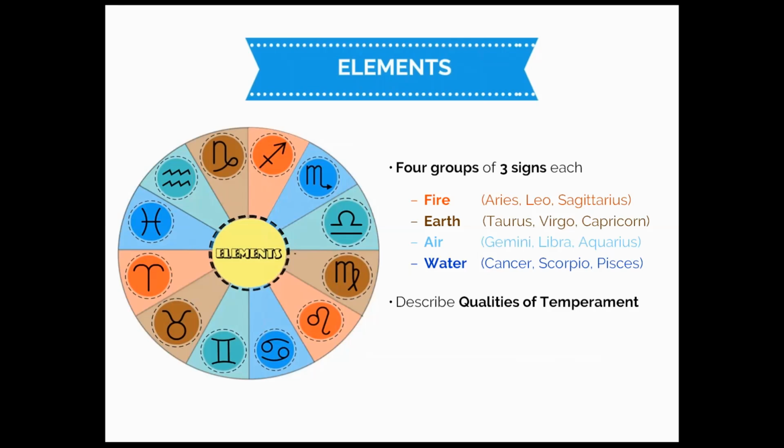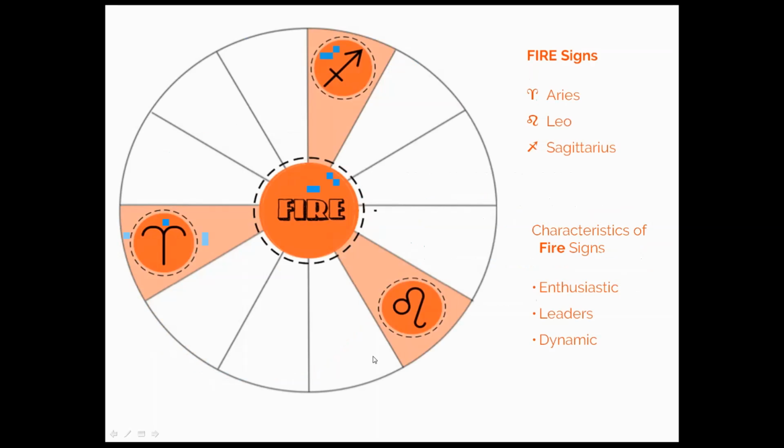So next I take a look at the signs that the planets are in. First I break it down by element. If we divide the 12 signs of the zodiac into 4 groups of 3 signs each, this describes the qualities of temperament of the person. We have the fire signs, Aries, Leo, and Sagittarius, the earth signs, Taurus, Virgo, and Capricorn, the air signs, Gemini, Libra, and Aquarius, and the water signs, Cancer, Scorpio, and Pisces.